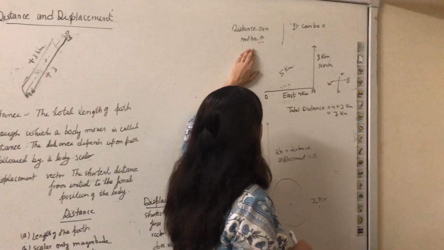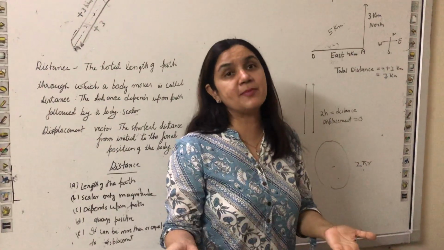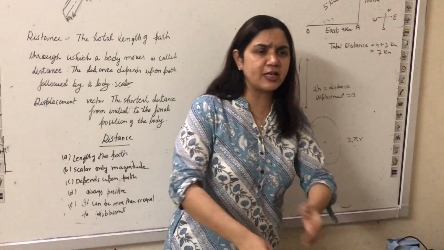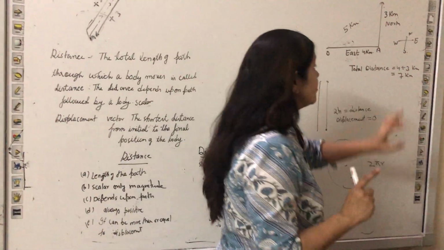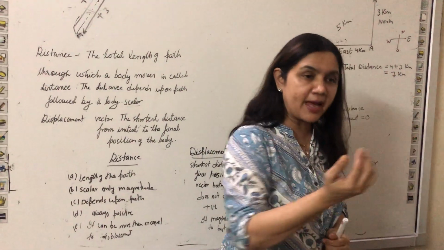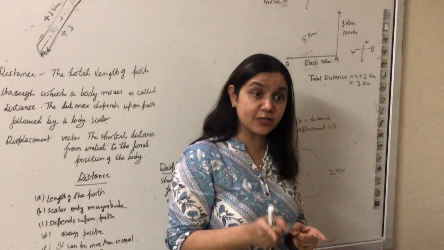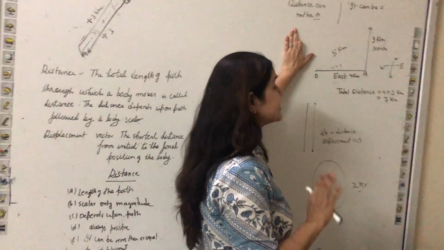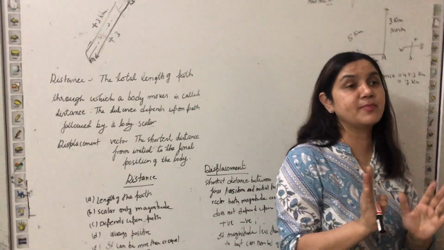One more important thing: distance can never be 0, because when the distance is 0, that means you are in the resting position, you are not moving at all. But the displacement may be 0, because when you go somewhere and come back to your original position, in that case displacement is 0. But distance, it's a universal truth, can never be 0.